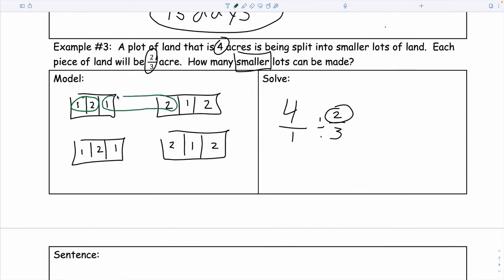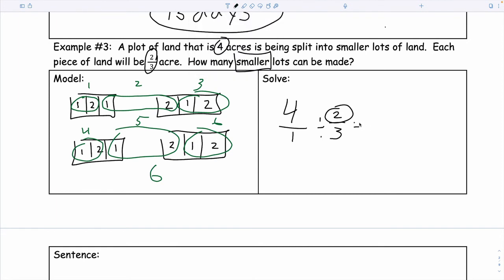There's 1, there's another group, there's another group, there's another one, and one more. So in total, we have 6 groups, so this can be split into 6 smaller lots.